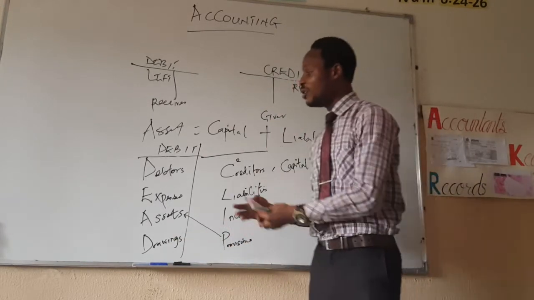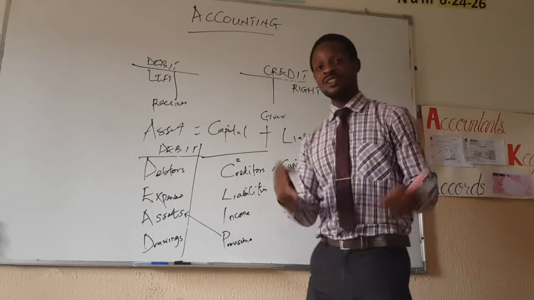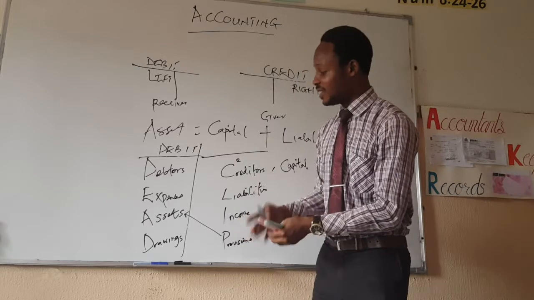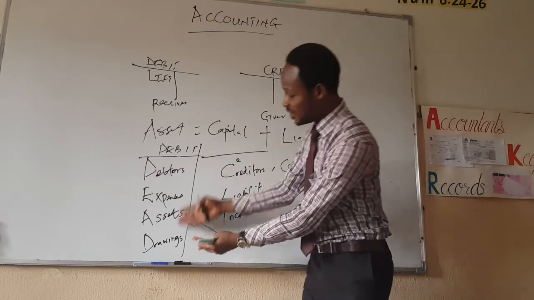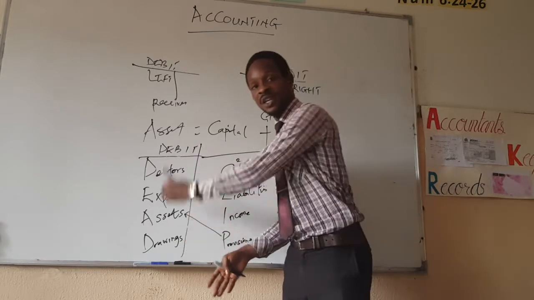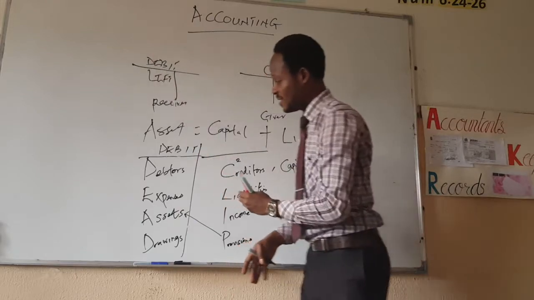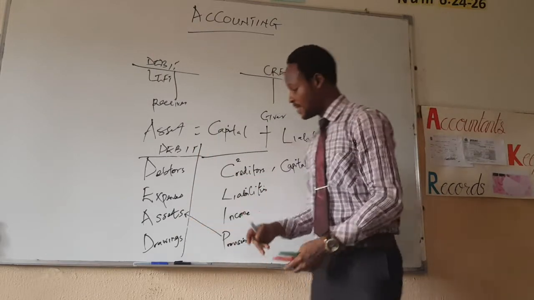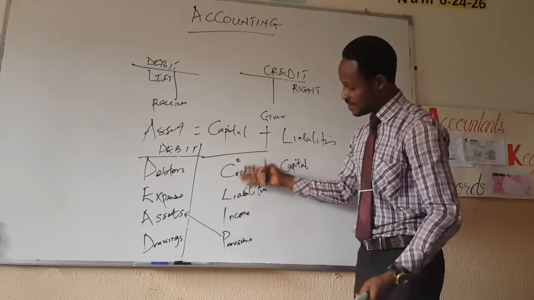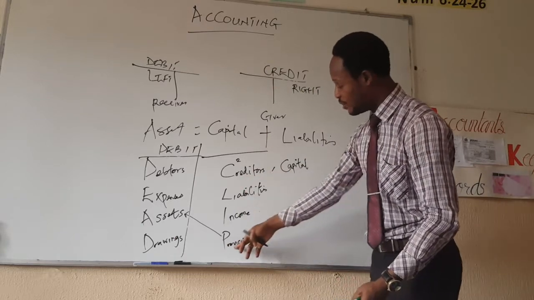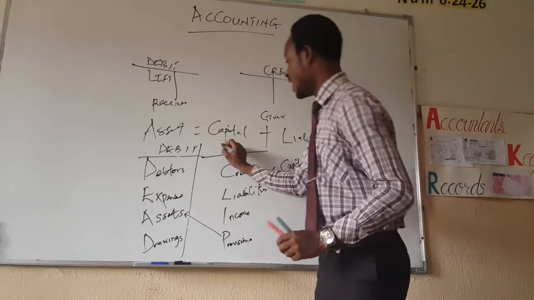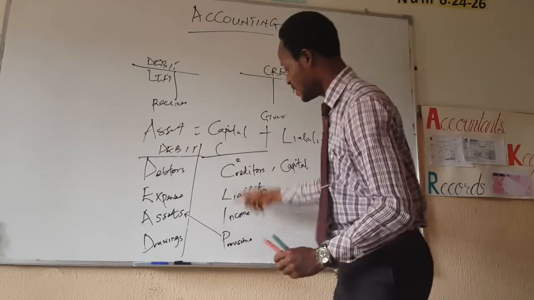So the summary of it is that all transactions will have two entries. But the basic thing about it is that these transactions normally have debit entries, left hand side: debtors, expenses, assets, and drawings. While creditors, liabilities, income, provisions, and capital will have credit entry, and I call it DEADCLIP.